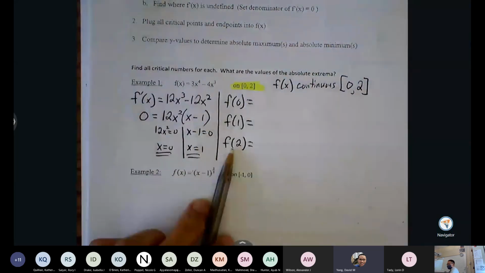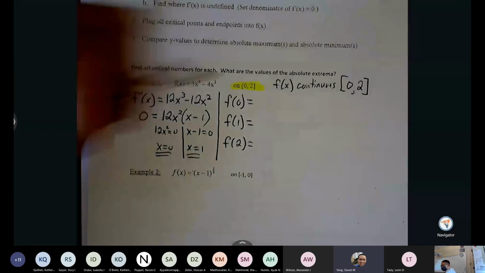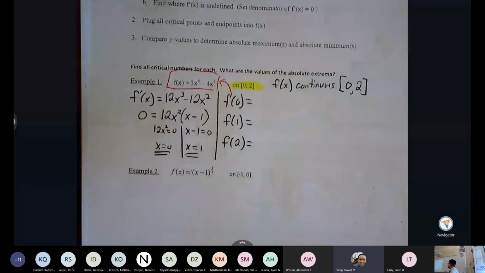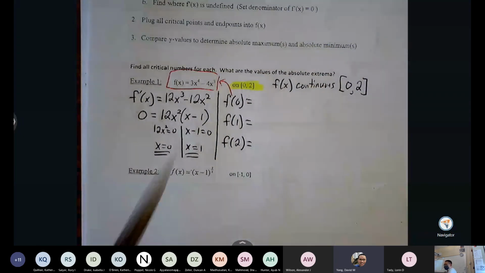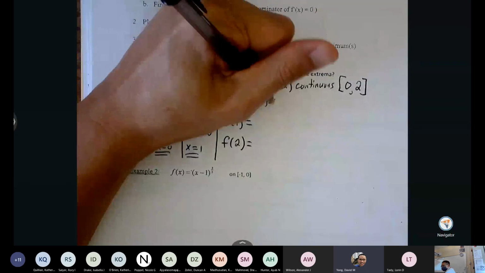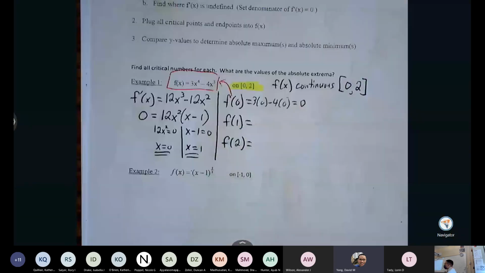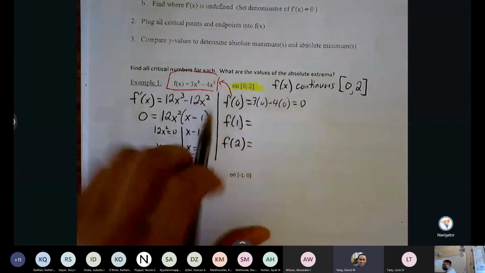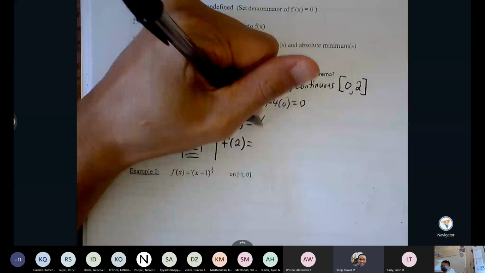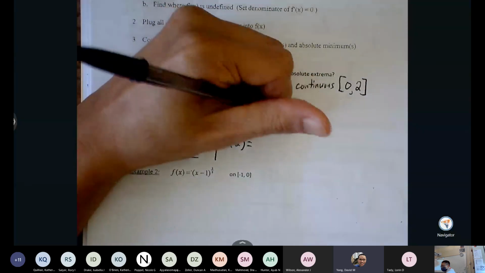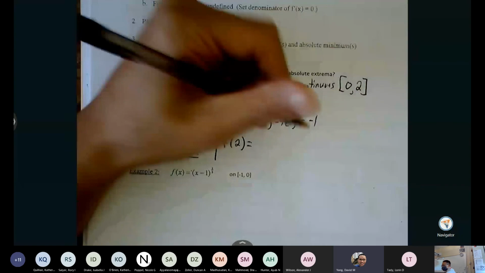All right, make sure that you're plugging this into the original function and not into the derivative, right? The derivative is not going to give us location. We're looking for location now. So 0 plugs in for x. Same thing, plug 1 into the function. Plug 2 into the function.